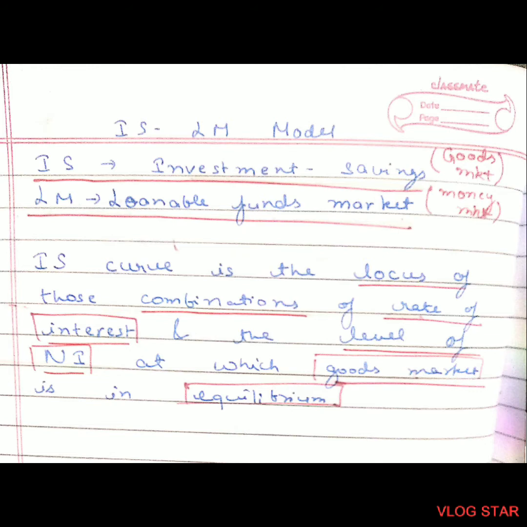So the IS curve is the locus of those combinations of rate of interest and the level of national income at which the goods market is in equilibrium. So remember these two important things. It's a combination of rate of interest and level of income at which the goods market is in equilibrium.